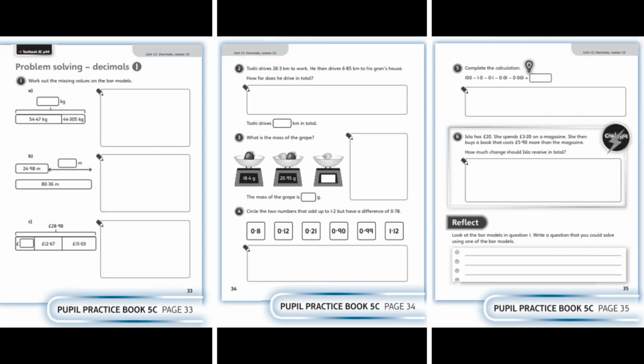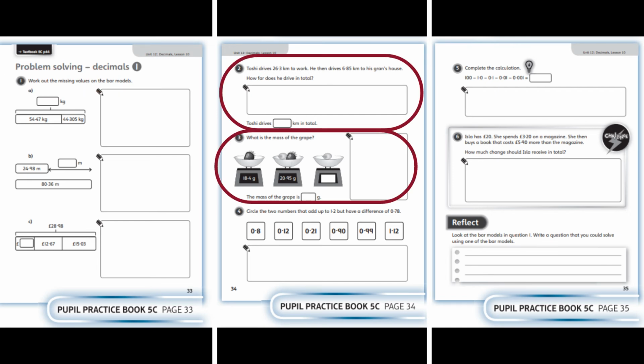And now for your independent work. Question 1 on the first page just involves using some bar models to do addition and subtraction. It's pretty straightforward. Questions 2 and 3 require you to use the information that you're given to solve the problem. So you might need to add or subtract based on what the problem says. You need to determine, are you finding a total or are you calculating a difference?